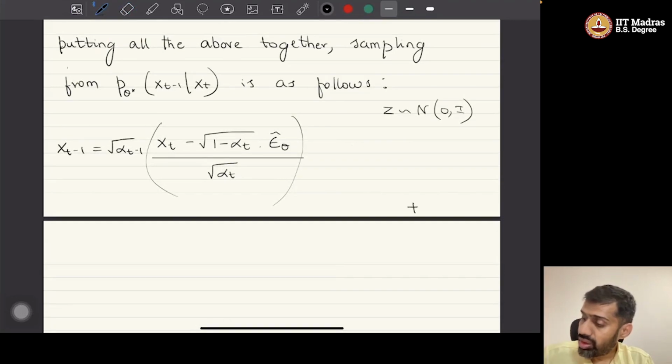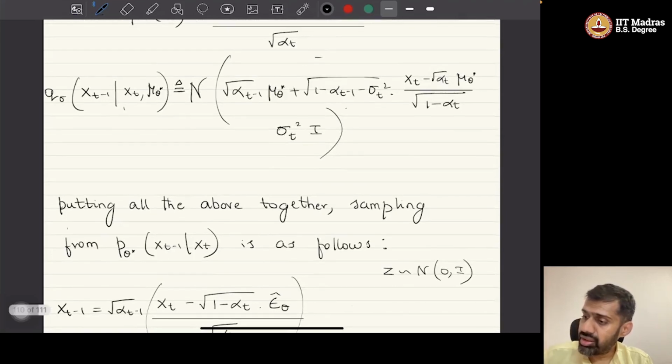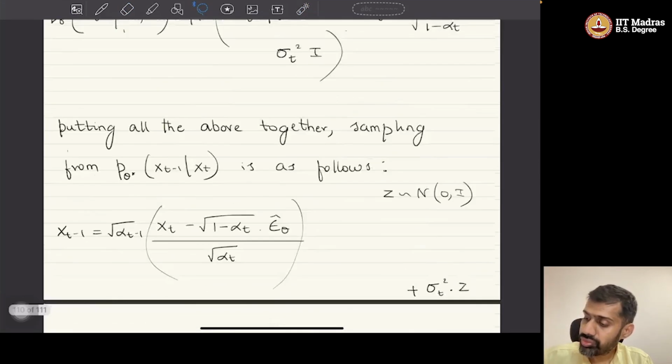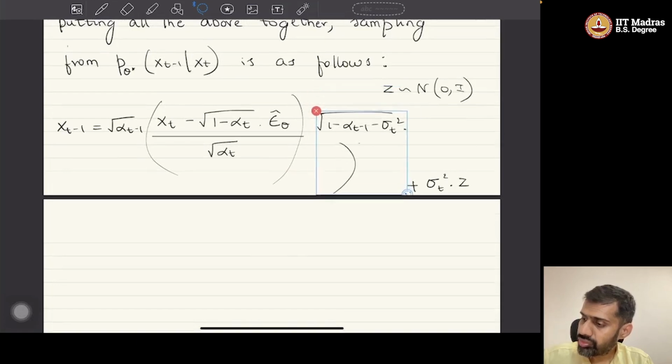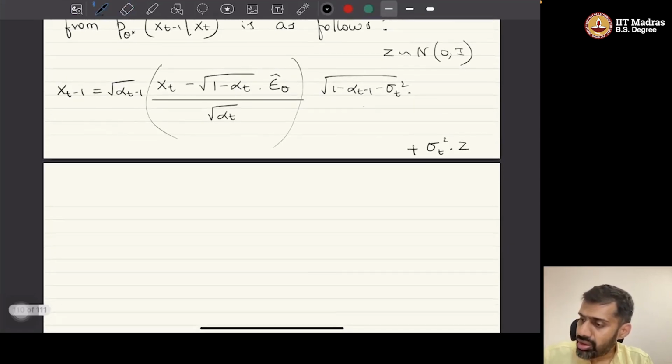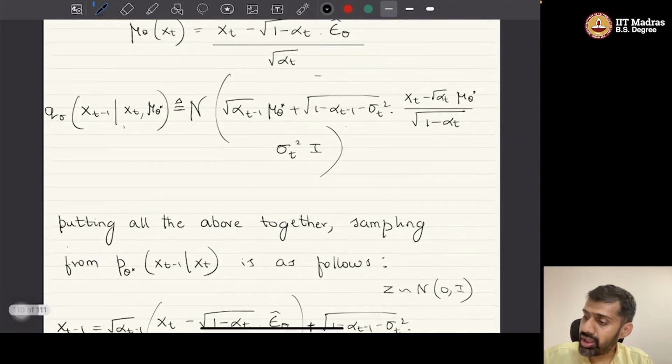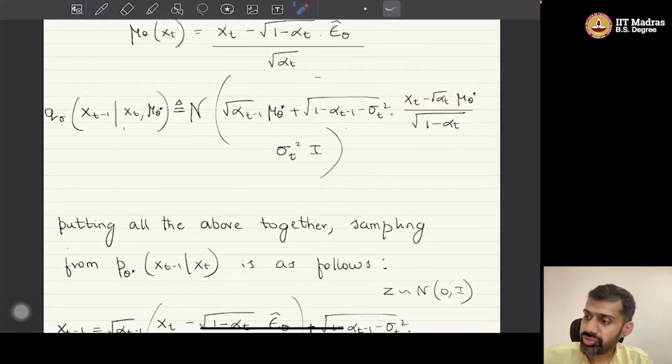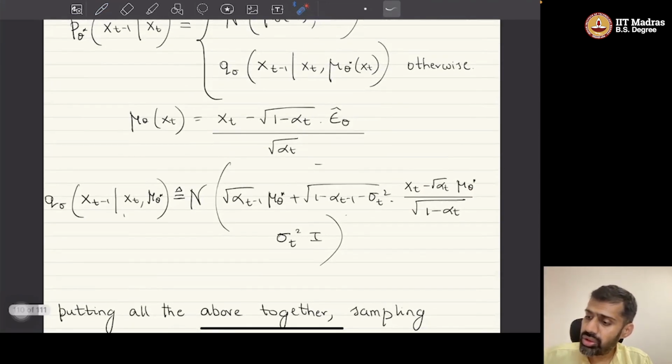So this is a very long equation. So let me write this as sigma t times z. Okay, this is what the mean has, when we wrote this term. What about this second term? Let me write this second term as well. So we take this term. So the mean, I'm writing this, this is plus this particular term, and this is multiplied by x_t minus root of alpha t mu theta star divided by 1 minus alpha t. What is that equal to? Just look at what that is equal to.